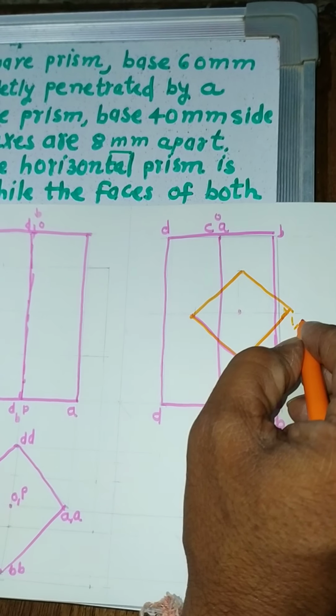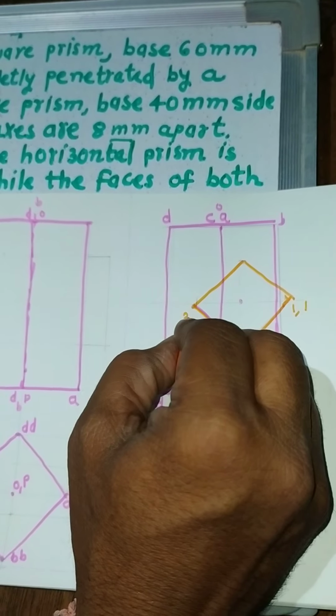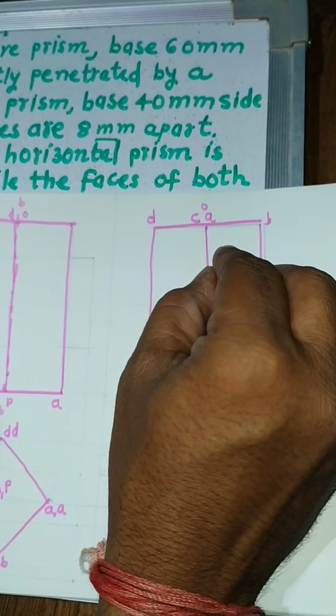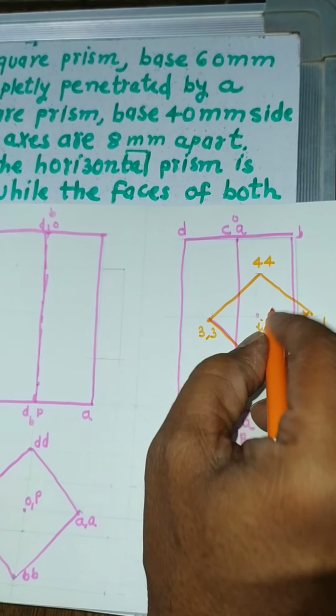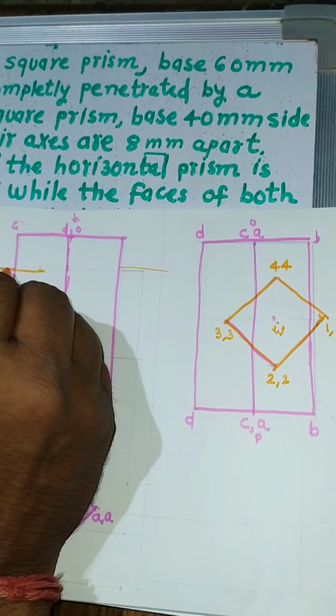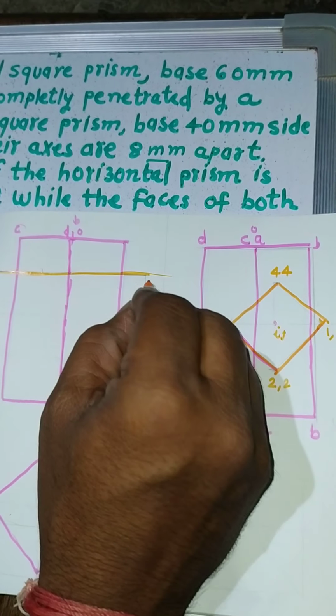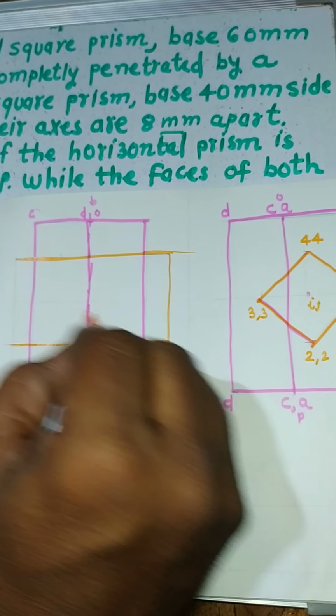And name 1, 1, 2, 2, 3, 3, 4, 4. This is IJ. Then I will project it. I will draw the front view of the horizontal member. That is the rectangle.